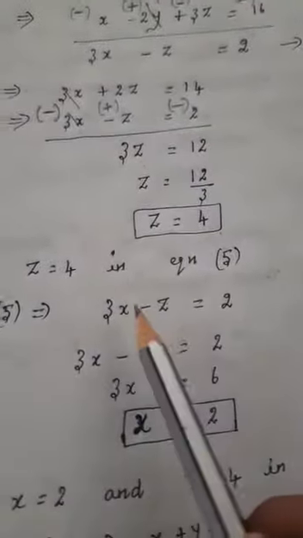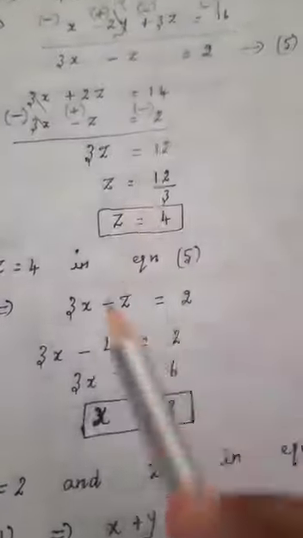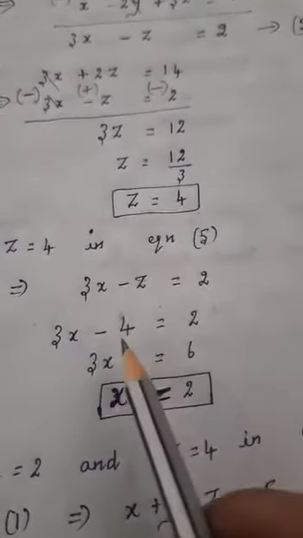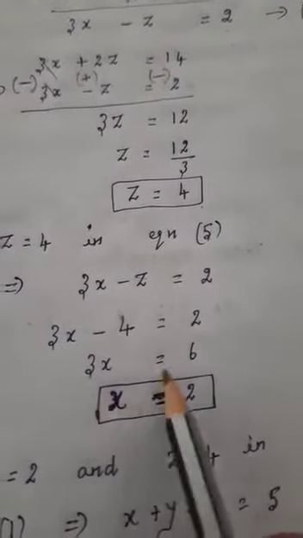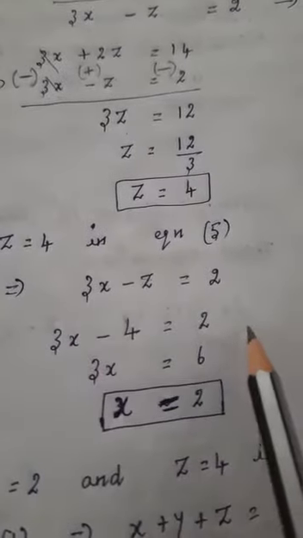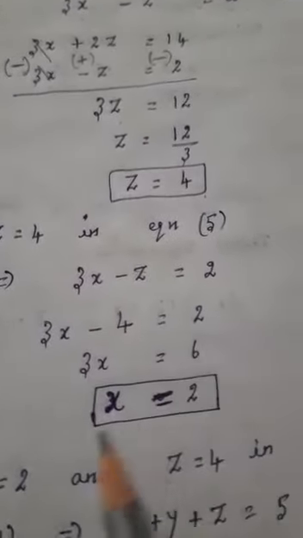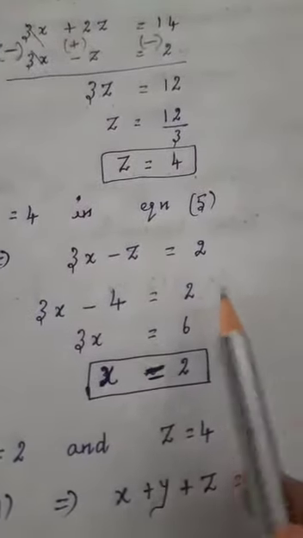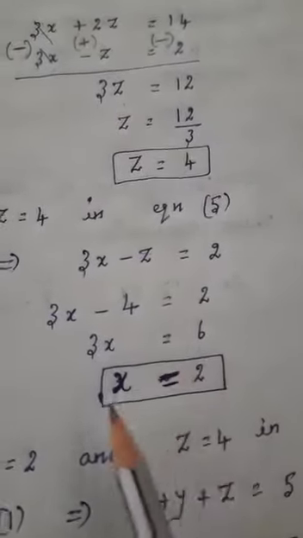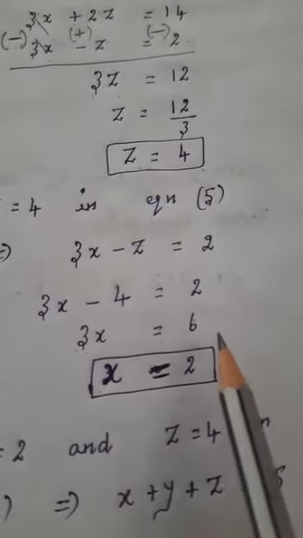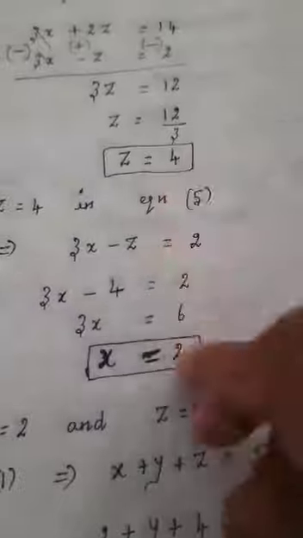So equation number 5, that is 3x minus z is equal to 2. So 3x minus the z value, which we have now got, 4, is equal to 2. Then 3x is equal to, if we simplify, minus 4 while transposing will change to plus 4. So 3x is equal to 2 plus 4, the minus 4 becomes plus 4, that is 6. Then x is equal to 6, the multiplication will change to division. So 6 by 3, that is 2. Now 2 values we have got.